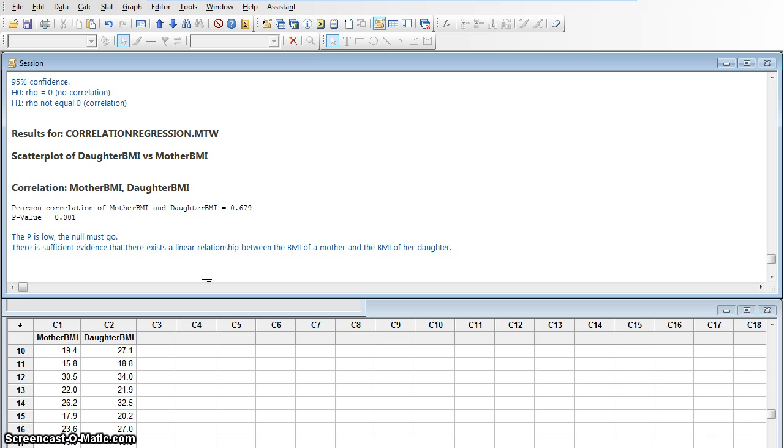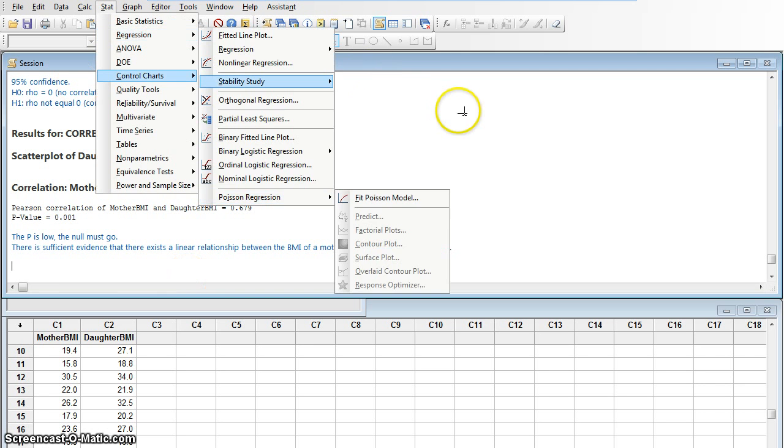That means I could go on and I could do regression. Now, regression is finding a line. If there's a linear relationship, then there must be a line that best describes that data and that I could use to predict what a daughter's BMI would be if I knew what her mother's BMI was. So I want to find that line.